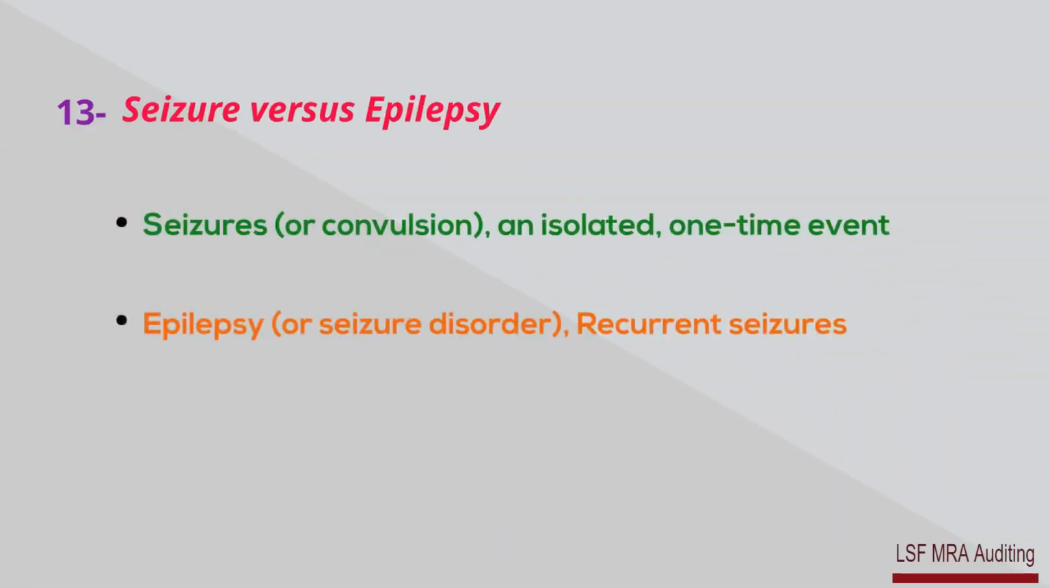Seizure versus epilepsy. Even though the terms seizure and epilepsy are sometimes used interchangeably, they are not the same. ICD-10-CM classifies seizure as a sign or symptom. Seizure is seen as an isolated, one-time, sudden, transient event, and it is coded as convulsion. Epilepsy, also named seizure disorder, is a brain disease characterized by recurrent unpredictable seizures.